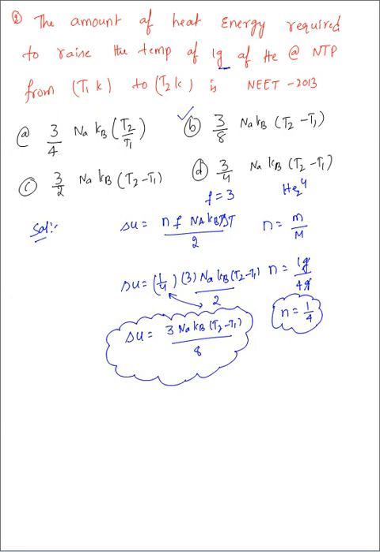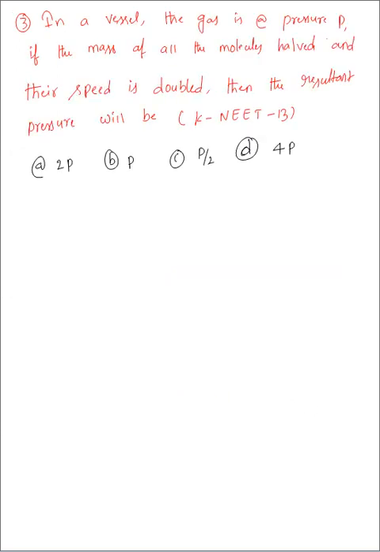Let me go to the next question. Let me change the slide. In the next question, what they are asking here: in a vessel the gas is at pressure P. If the mass of all the molecules is halved and their speed is doubled, then the resultant pressure will be. This is K NEET, Karnataka NEET. Options they given like 2P, P by 2 and 4P here.